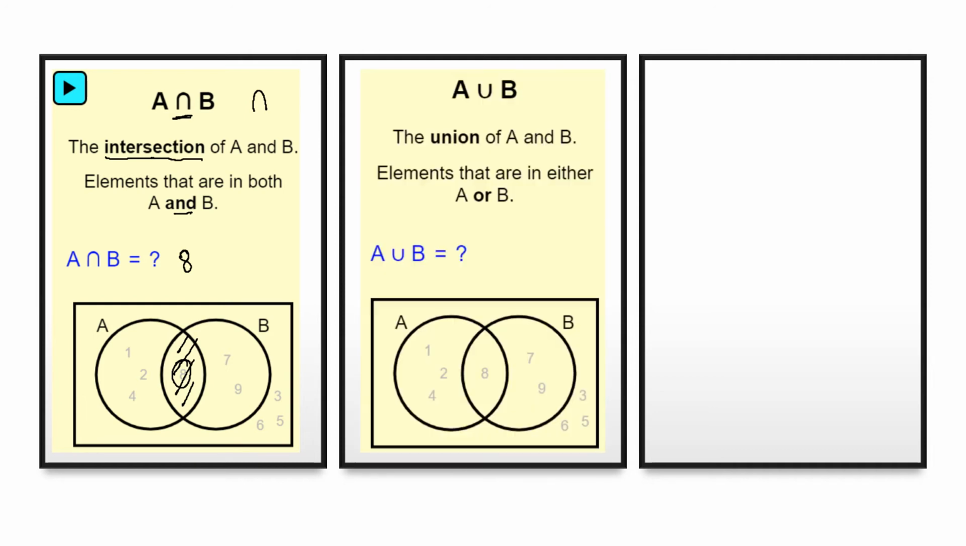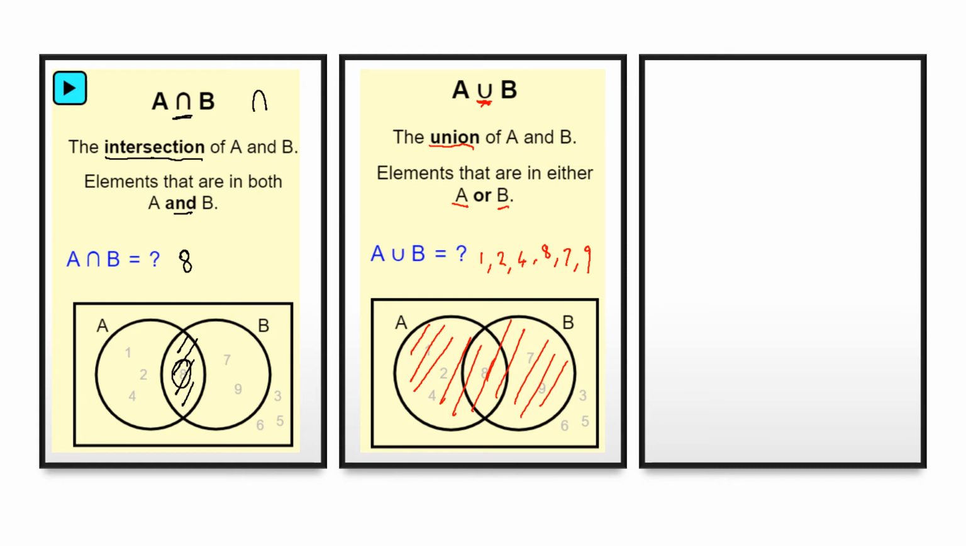The next symbol that you need to know is this U symbol here. This U symbol means the union of A and B, and specifically it refers to any part of the Venn diagram that's either in A or in B. So A union B looks like all of this bit here. That's A union B. This is 1, 2, 4, 8, 7, and 9 for this particular Venn diagram.